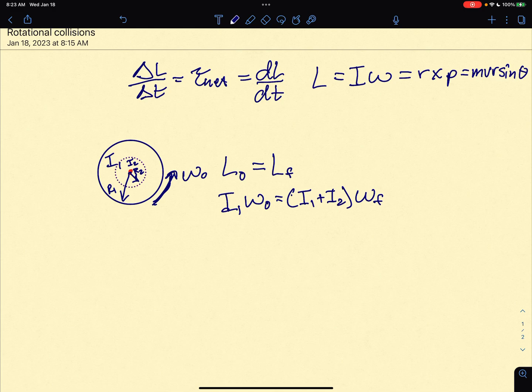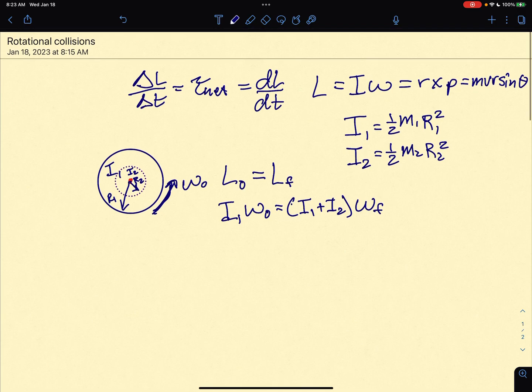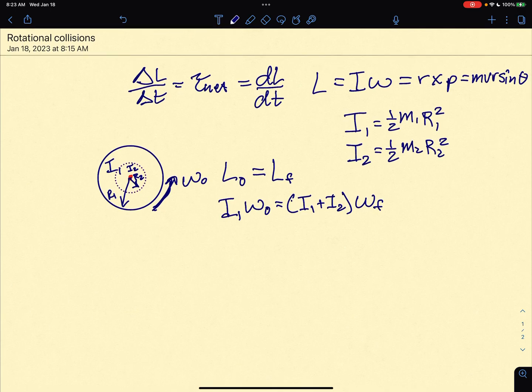So assuming you can calculate, don't forget, by the way, for a disk, I1 would be nothing more than 1/2 M1 R1 squared, and the rotational inertia for the second disk, because all disks have the same rotational inertia, is 1/2 M2 R2 squared, like that. And now all we are trying to figure out is what's the final speed of the two disks.